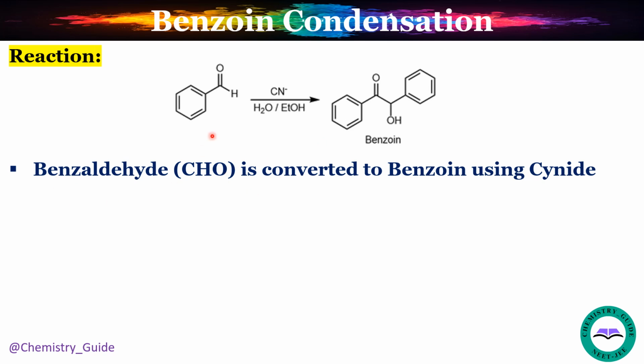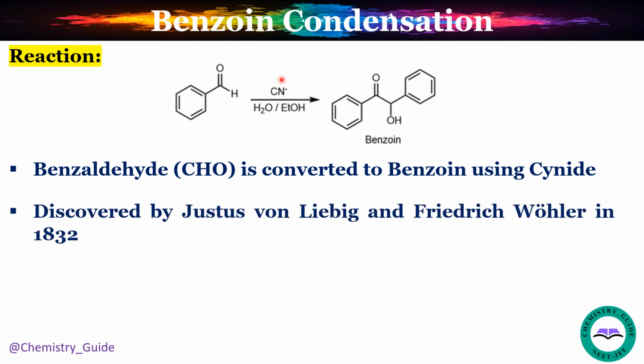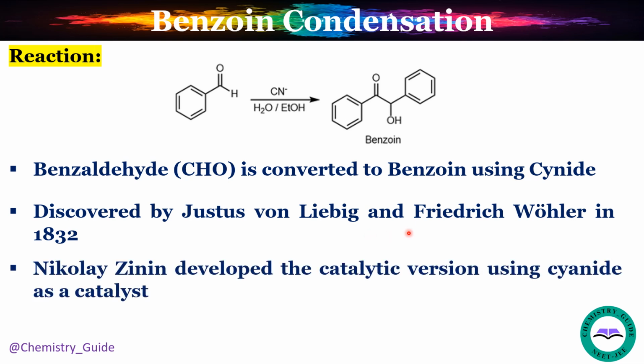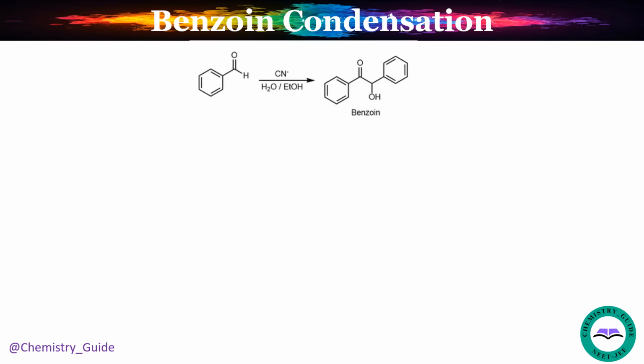So as we have seen, the benzaldehyde is converted to benzoin using the nitrile. This nitrile is used as the nucleophile in the sequence. It was discovered by Liebig and Wöhler in 1832, and there is a modern development where a catalyst in the presence of nitrile has been reported by Nikolay Zinin. This is a reaction of benzaldehyde to give the benzoin, that is a biaryl alpha hydroxycarbonyl compound.